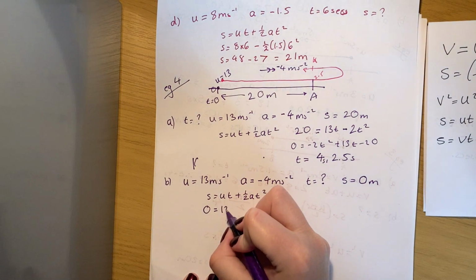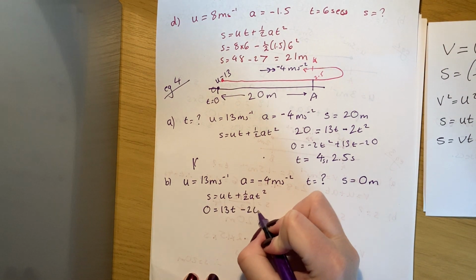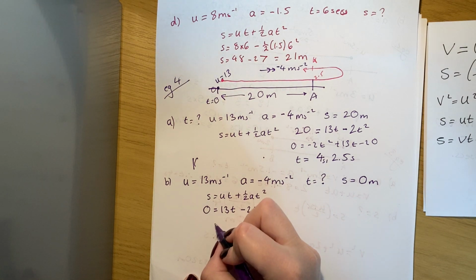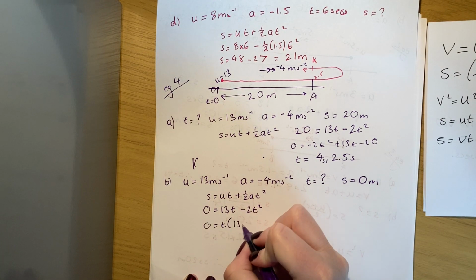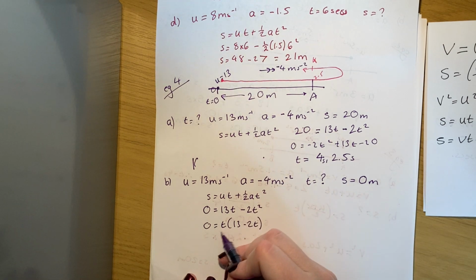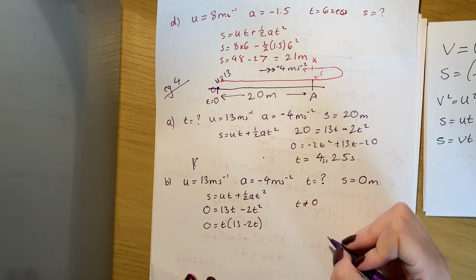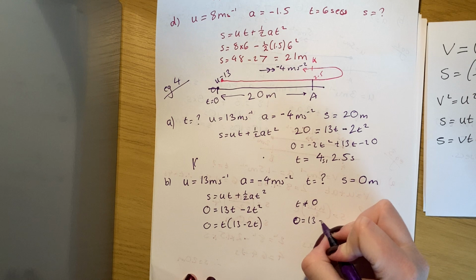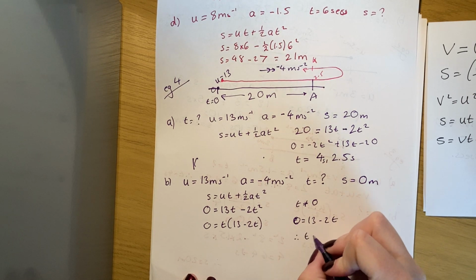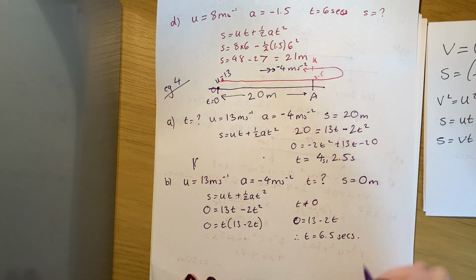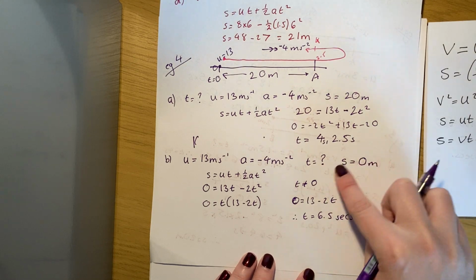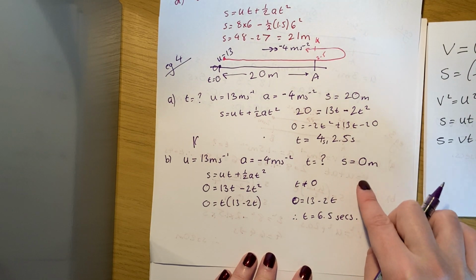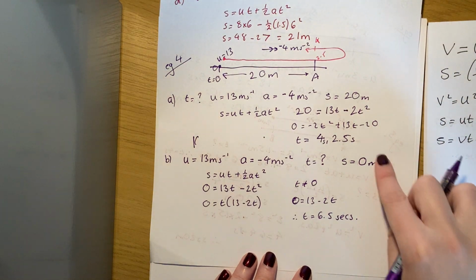So s equals ut plus half at squared. 0 is equal to 13t minus 2t squared. Now this one I'm actually just going to factorise. So t isn't equal to 0 because we're finding when it returns to O, not when it first left O. So 0 is equal to 13 minus 2t. So therefore t is equal to 6.5 seconds. So remembering that displacement is different to distance, that's the key for a lot of these problems. And if you don't remember that, then it does cause issues for solving ones further along.